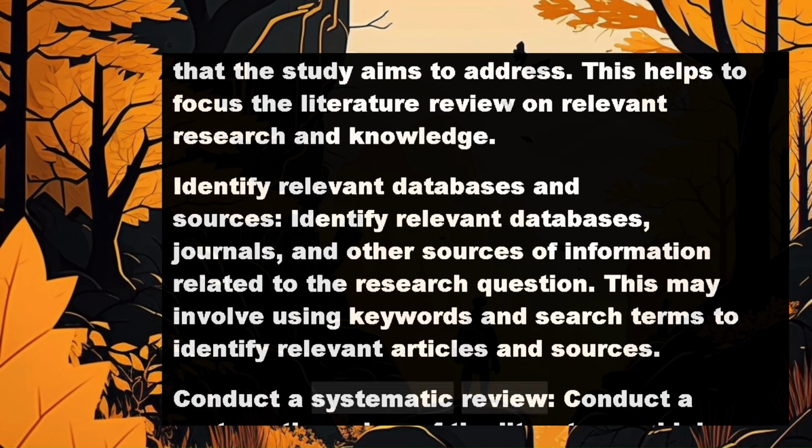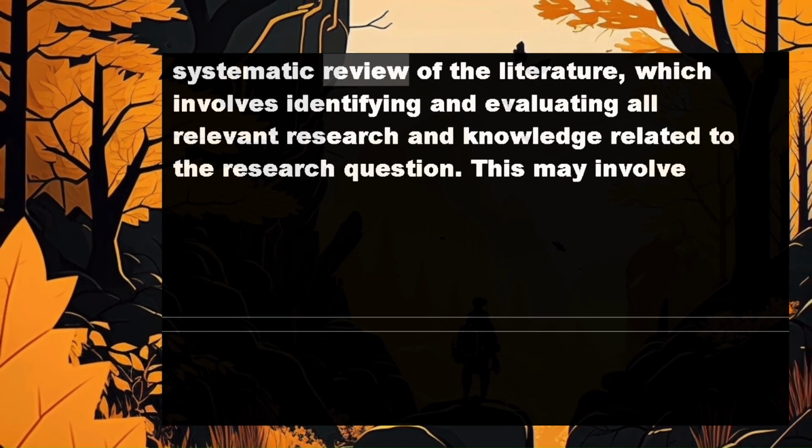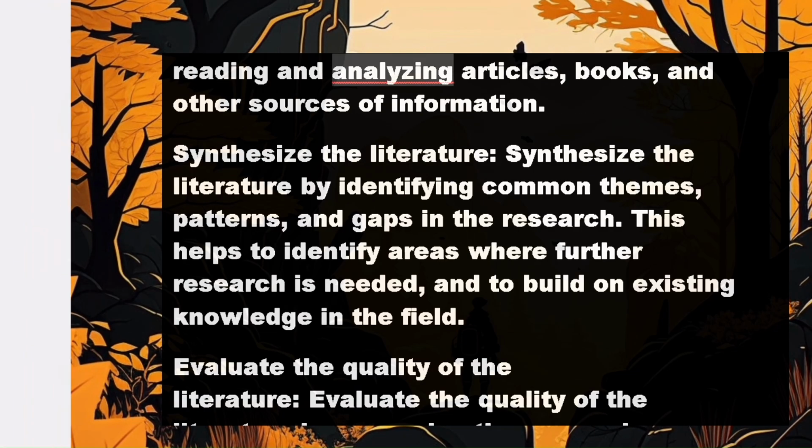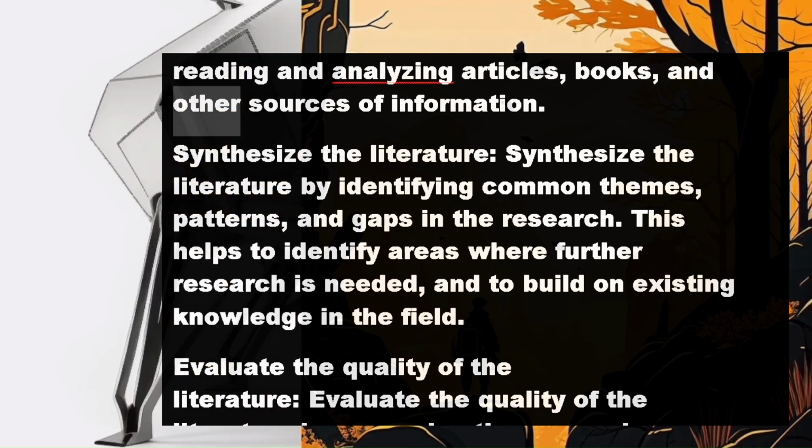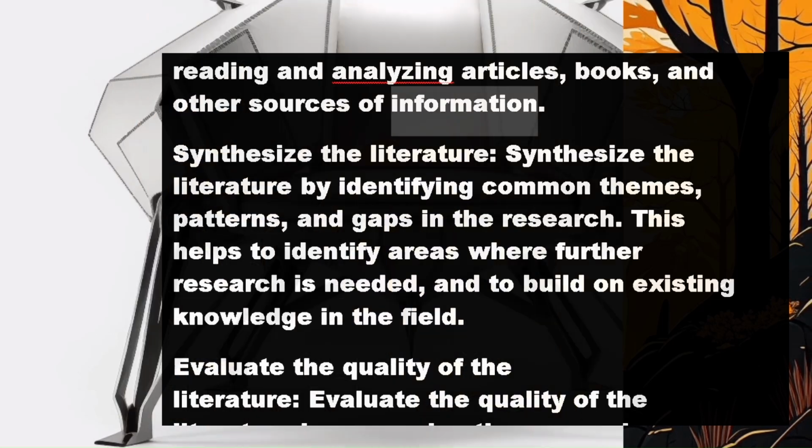Conduct a systematic review. Conduct a systematic review of the literature, which involves identifying and evaluating all relevant research and knowledge related to the research question. This may involve reading and analyzing articles, books, and other sources of information.